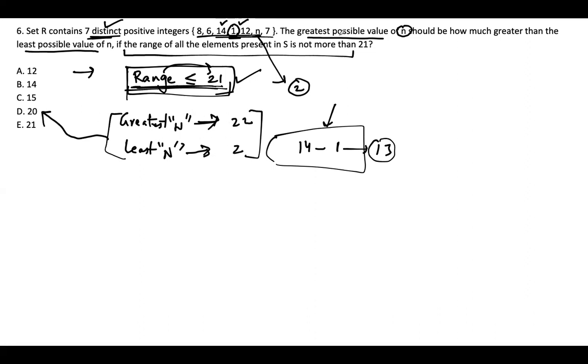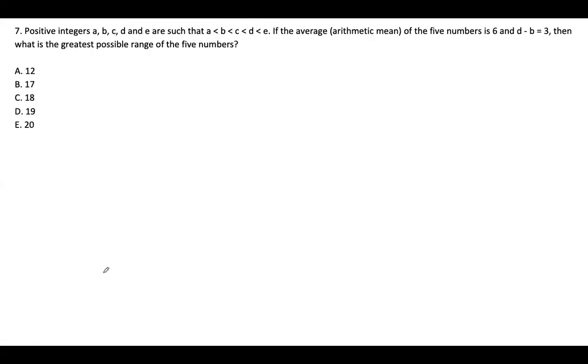I'm not talking about range. The greatest possible value of n should be how much greater than the least possible value. So 20 greater. So this is not the range, rather the difference between the greatest value of n minus the least value. This is not a difficult question. Tanisha, can you explain?